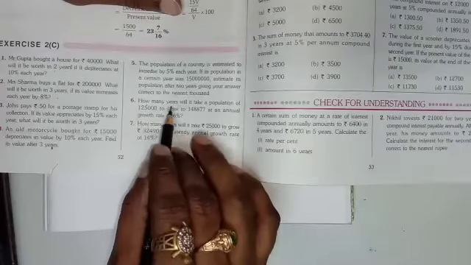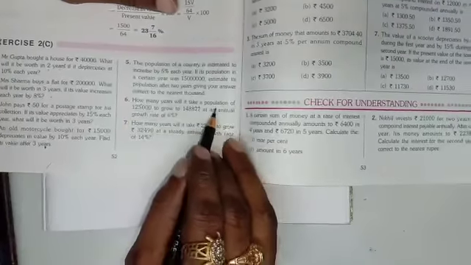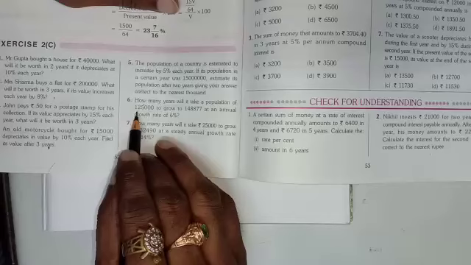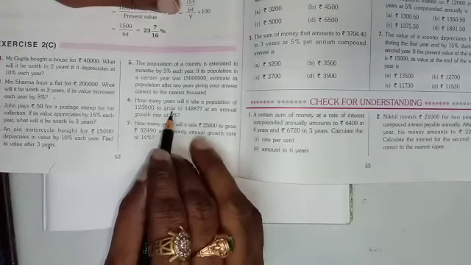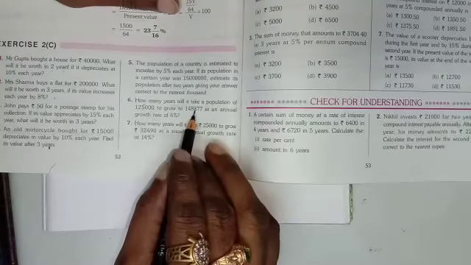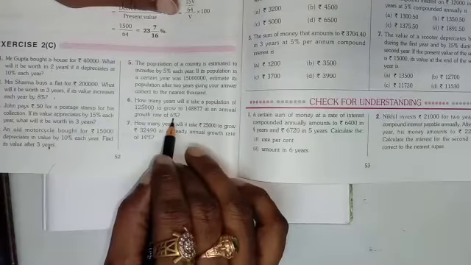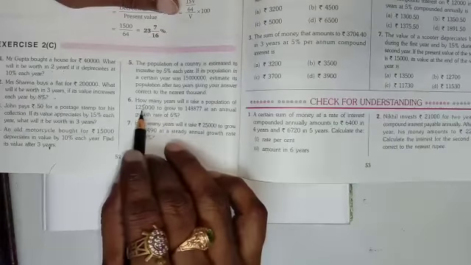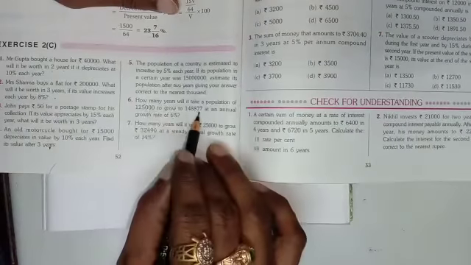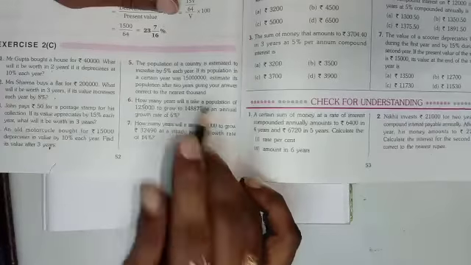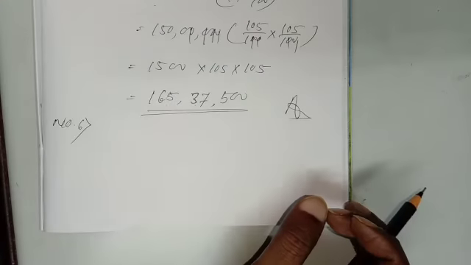How many years will it take a population of 1,25,000 to grow to 1,48,877 at an annual growth rate of 6%? Growth rate is given, initial population given, final population given, but the number of years is not given. That you have to find out. Here you have to apply the formula.